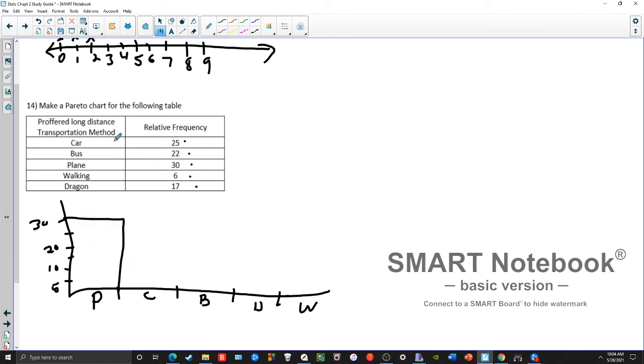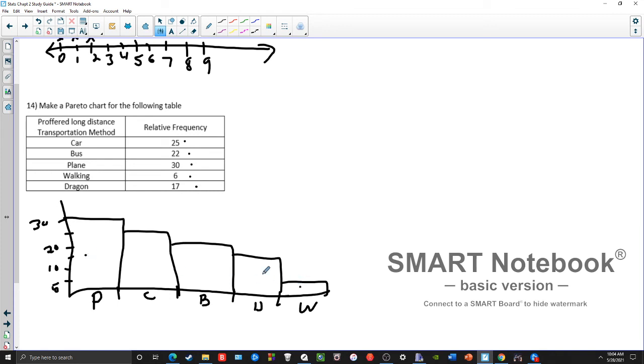Now, a Pareto chart is a version of a histogram, so the bars should be close together. There should be no space between the bars. So 25 for car. Bus is 22, so that'd be kind of like right here. Dragon is 17, so that'd be kind of like right here. And then walking was 6, so that'd be kind of like right there. So there is my Pareto chart, right?